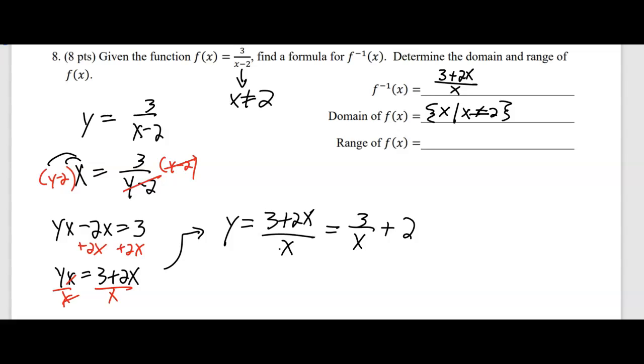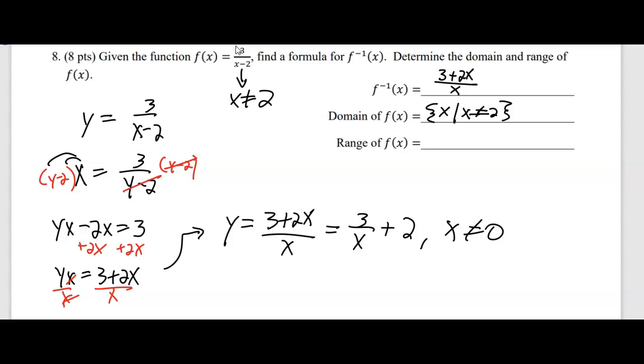Now for the range of f, we have two ways to do this. You have to know that this function f is a rational function. The horizontal asymptote is at 0, so the graph in general won't hit y equals 0. So the horizontal asymptote is the exception to the range in general, but there are some problems where that's not the case. So a more secure way, since we have the inverse, is to look at the domain of the inverse. Notice the domain of this function is x cannot equal 0.